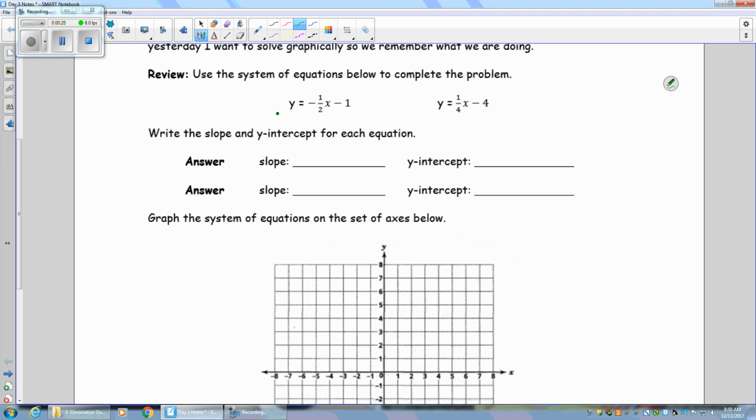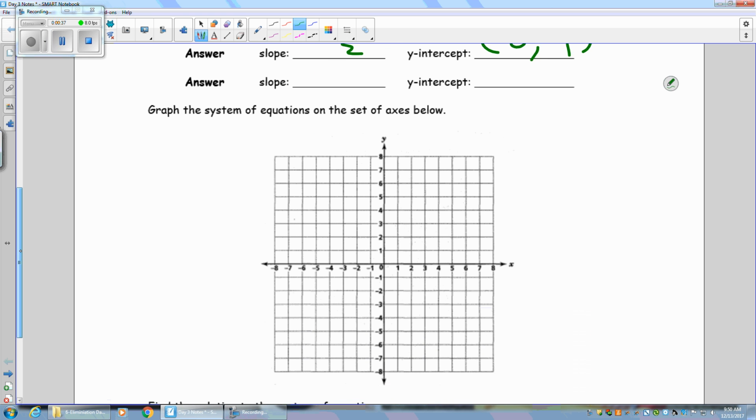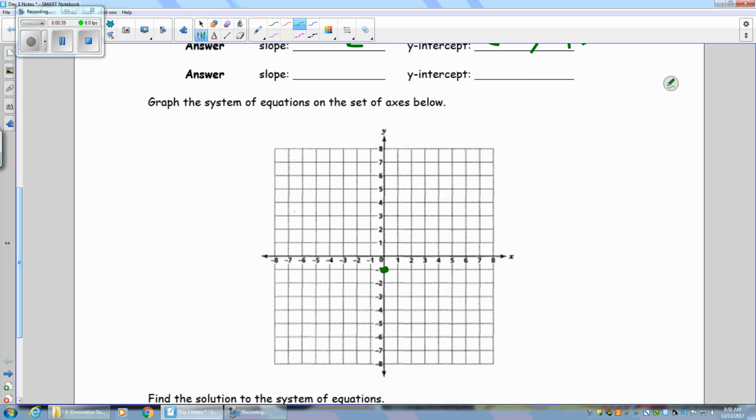Let's practice graphing this one together, and then you guys can do the other one, pause it, and see if you did it right. So what is the slope on this one? -1/2, and my y-intercept is 0, -1. So let's graph that real quick. 0, -1, and -1/2 means up 1 or down 1. Down 1, and which way do I always have to go over? Always to the right. Right? I don't have a time machine. So there's this line.